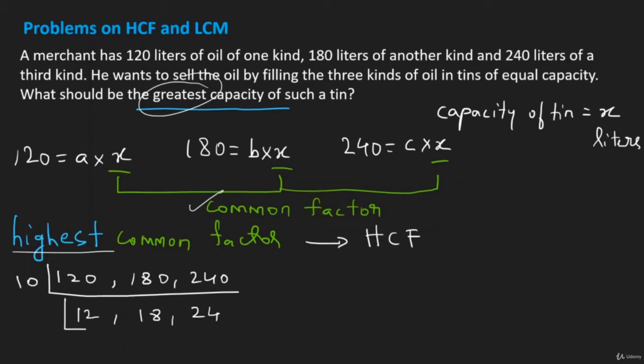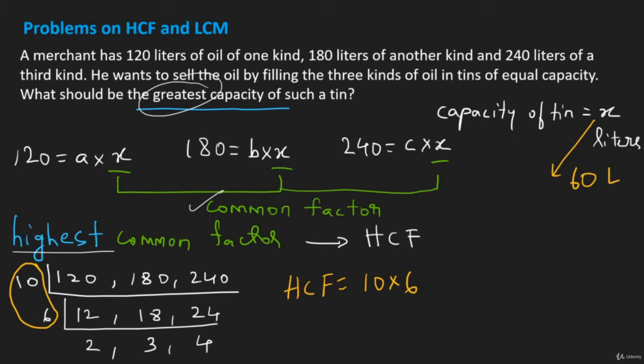So we write the numbers like this and take out common factors. I have a 0 over here, 0 over here, 0 over here. So I take out 10. So I'm left with 12, 18 and 24. I take out 6. 12 by 6 is 2, 18 by 6 is 3, and 24 by 6 is 4. And there's nothing more. There's no common factor among 2, 3 and 4 except 1, which I can take out. Therefore, I stop at this point. And the HCF is 10 into 6, that is 60. And that's the answer. 60 liters is the capacity of the tin.